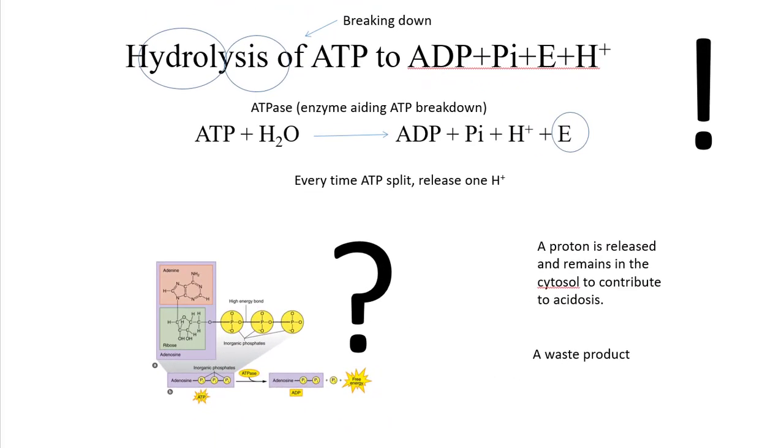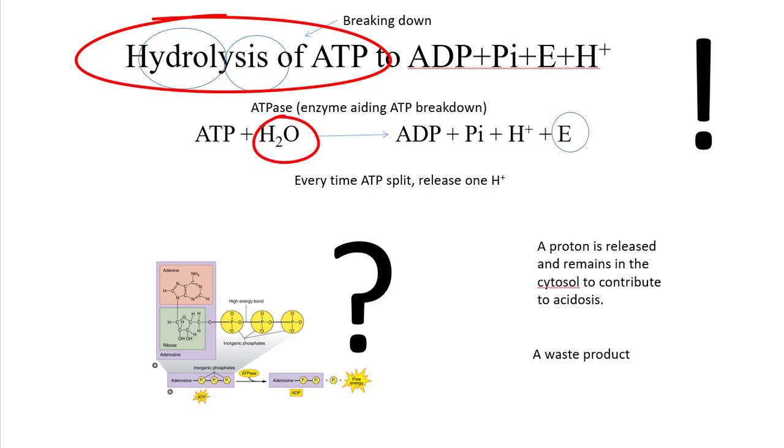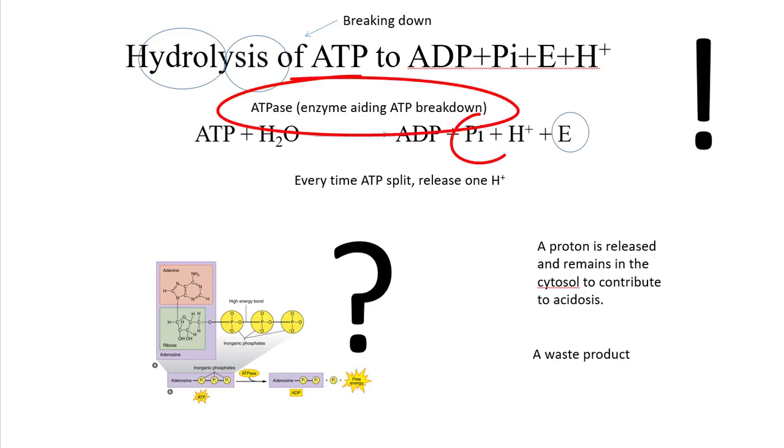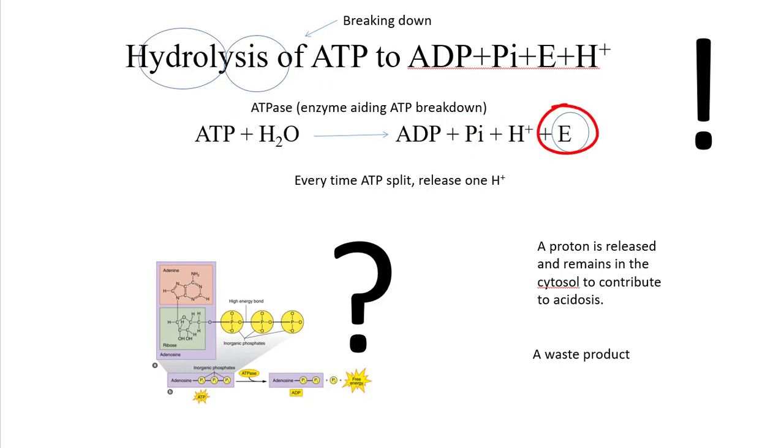Actually, the name of the reaction of ATP breakdown is hydrolysis of ATP. When an ATP molecule is combined with water, hydrolysis, and acted on by an enzyme, ATPase, the last phosphate group splits away, rapidly releasing a large amount of free energy. Every time ATP splits, 1 proton is released and remains in the cytosol, contributing to acidosis.